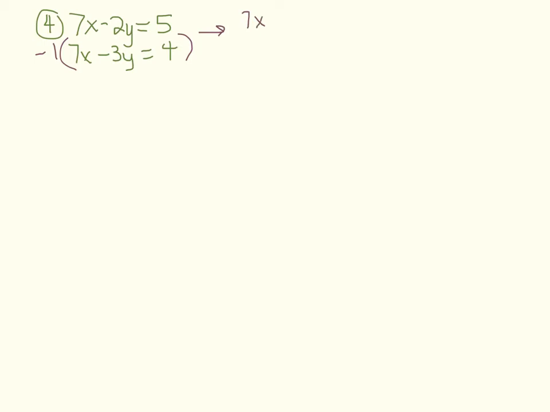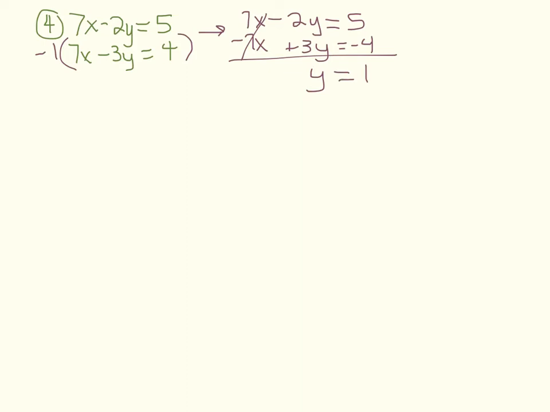So I'm going to rewrite the top equation without changing anything, and I'm going to rewrite the bottom equation and make everything the opposite sign. So what's going to happen is my 7x and 7x are going to cancel out. Negative 2y plus 3y is going to be 1y, which I'm just going to write as y. 5 minus 4 is 1, and actually that's my y.